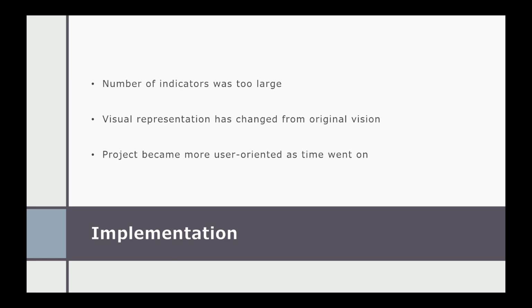The implementation, how did the project change over time? The overall scope has definitely decreased over time. The number of indicators was way too large initially. I was thinking of about a dozen, and I ended up with only two. The visual representation was another large aspect of the project that changed from its original vision.